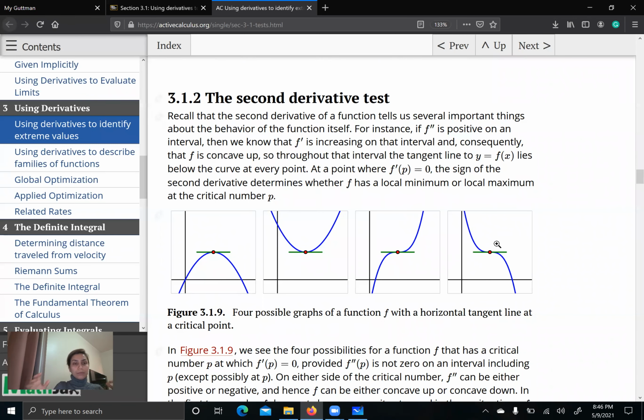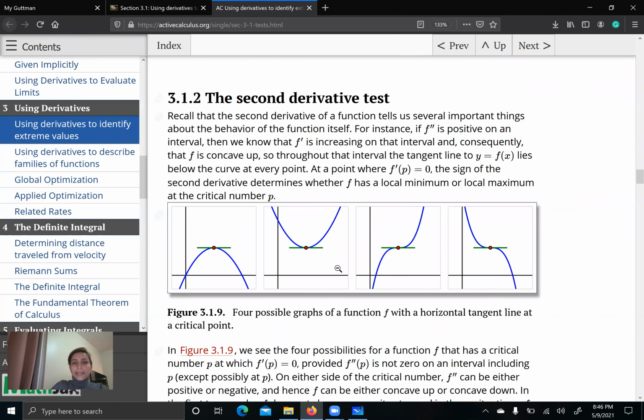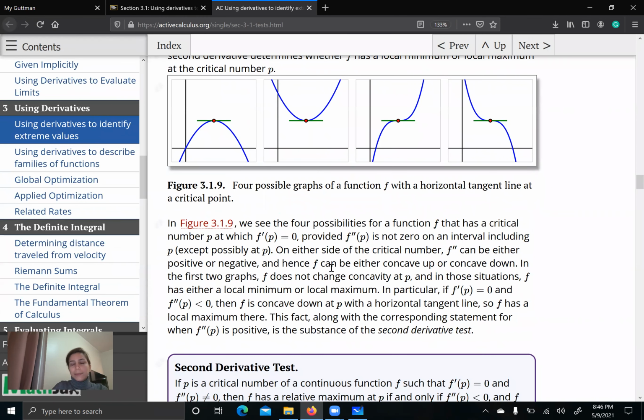Okay, so we learned about the first derivative test. We saw an application of it. There is another tool that is also great in identifying the role of critical values of a function, and that's the second derivative test. Okay, look at this graph, this picture.